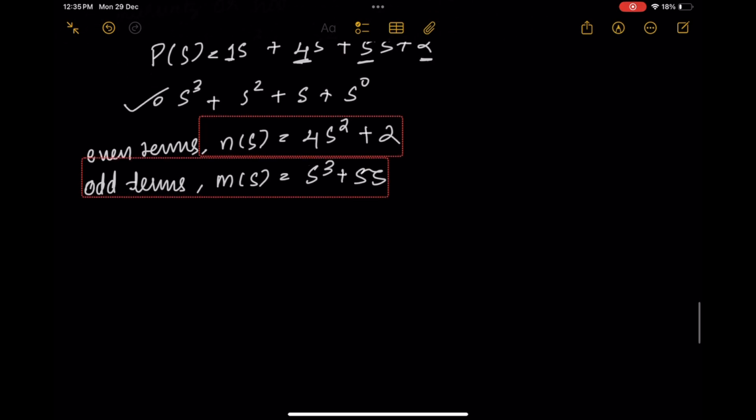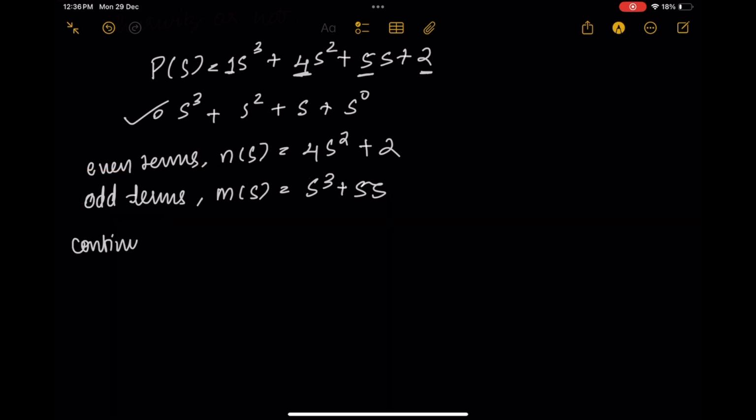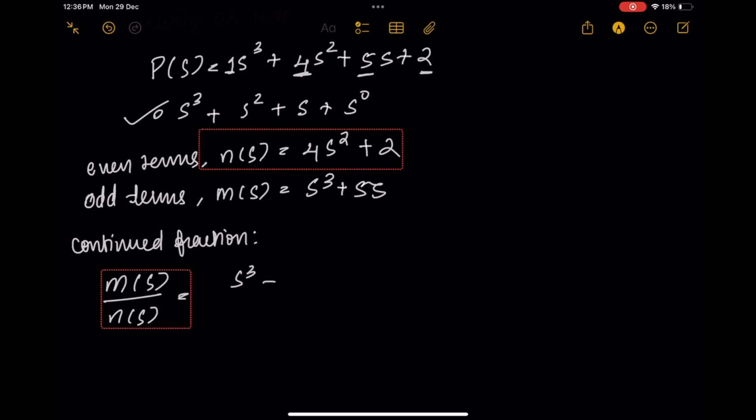Now we are going to do continued fraction expansion. First of all, I have to take the numerator. The numerator should have the highest power. So considering the even and odd terms, we can see that the odd term has the highest power. So I am taking odd as the numerator and even as the denominator. So I am writing s cube plus 5s divided by 4s square plus 2.